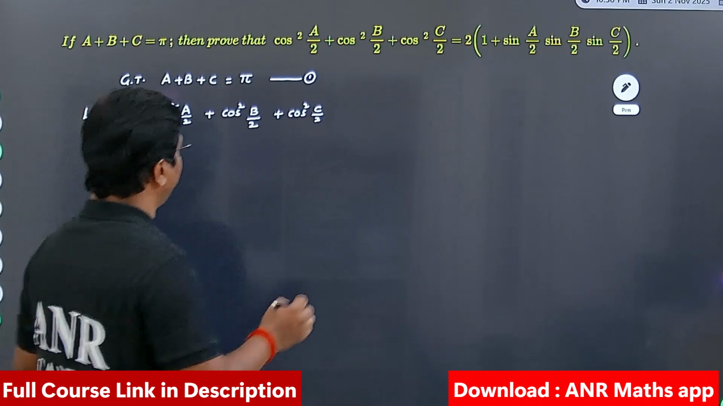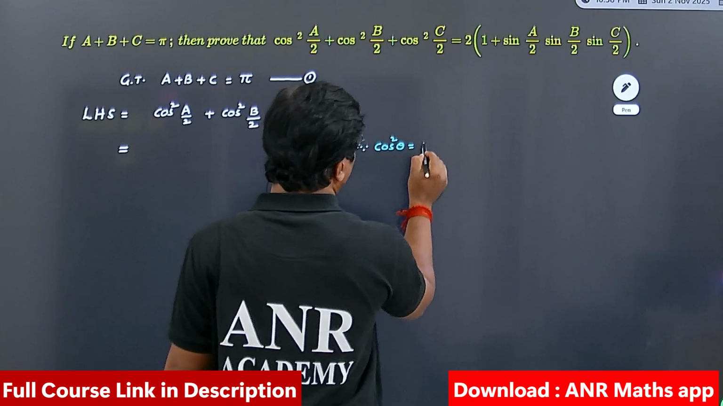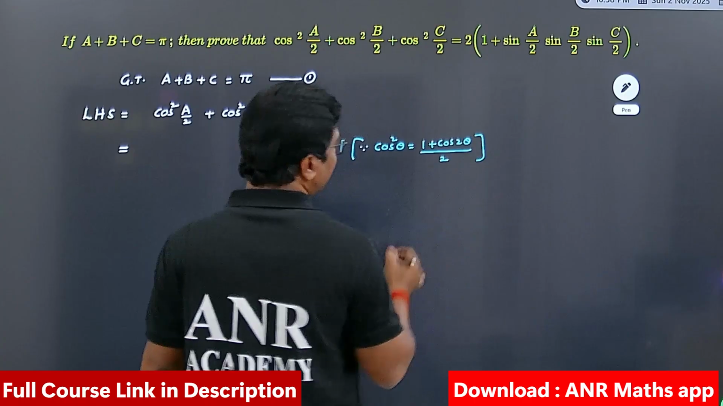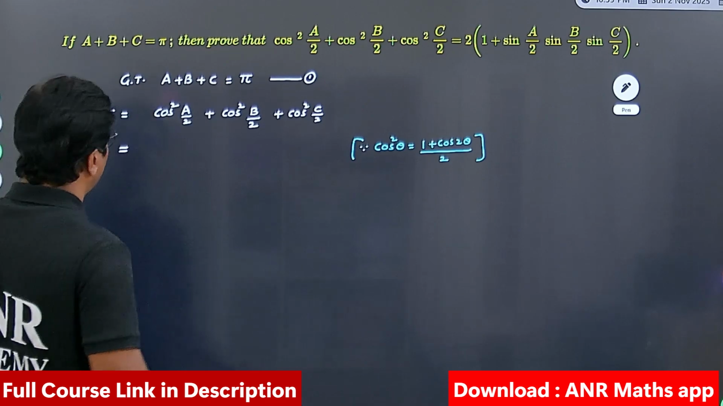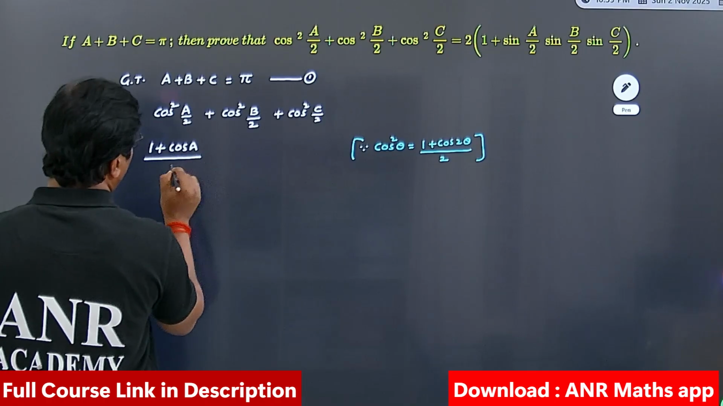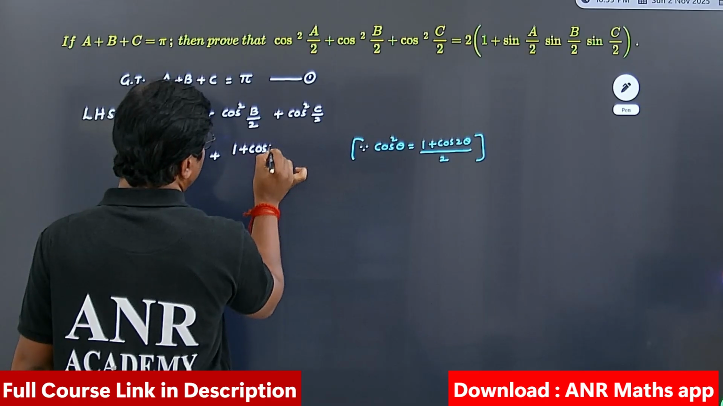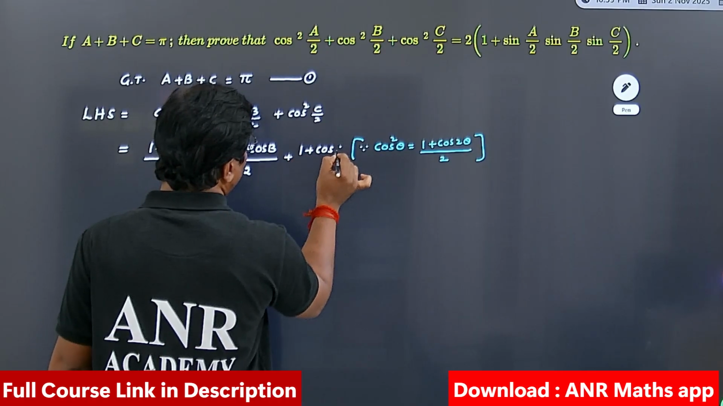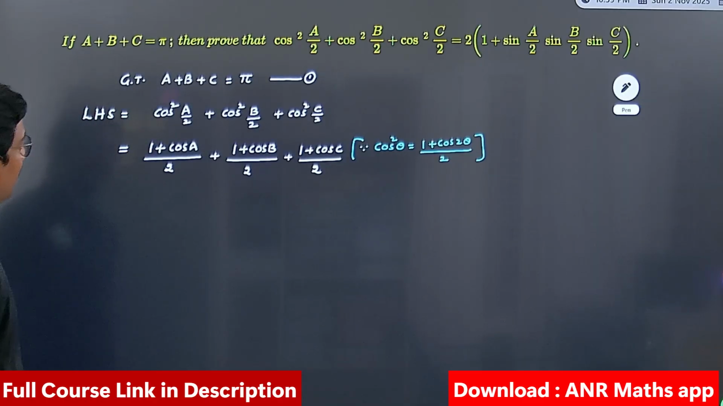You know that cos square theta is (1 plus cos 2 theta) whole divided by 2. Using this formula you can write cos square A by 2 as (1 plus cos A) whole divided by 2, next plus (1 plus cos B) whole divided by 2 plus (1 plus cos C) whole divided by 2. Now you can take 1 by 2 common.